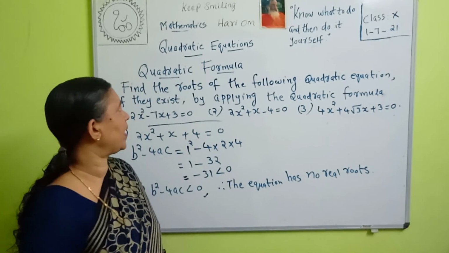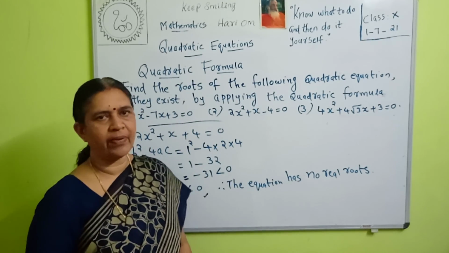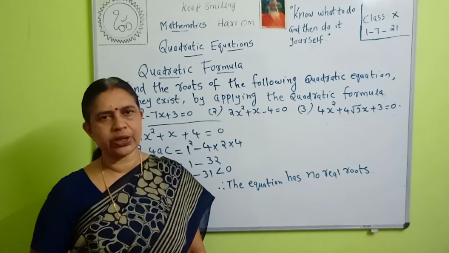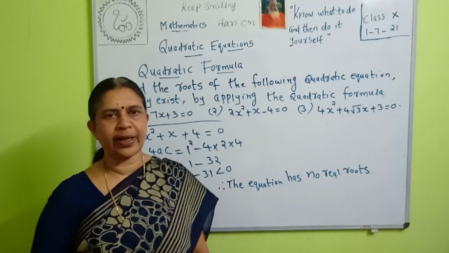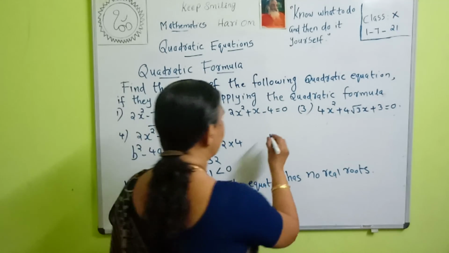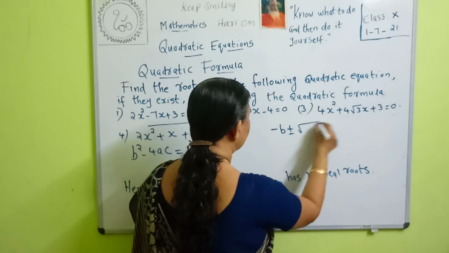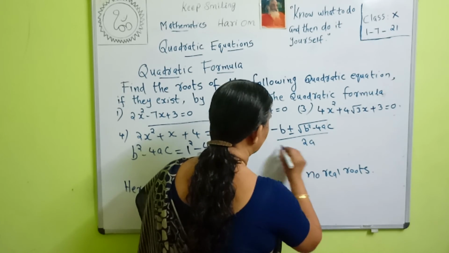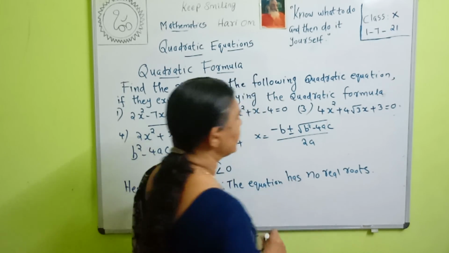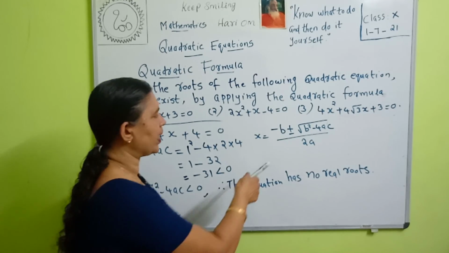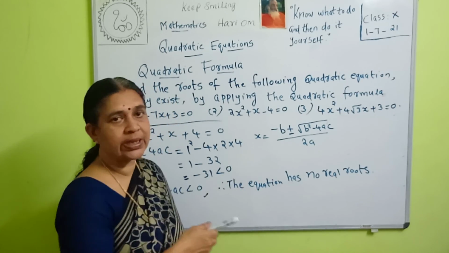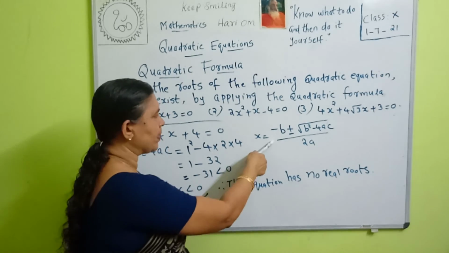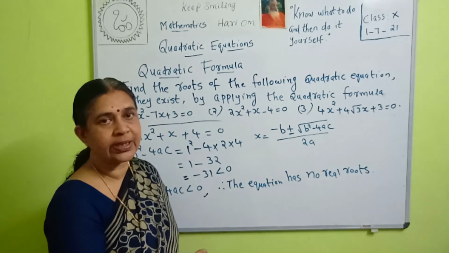Therefore, what did we study today? We studied the quadratic formula. What is the quadratic formula? If b square minus 4ac is greater than or equal to 0, then x is equal to minus b plus or minus root of b square minus 4ac by 2a. This is the quadratic formula. If b square minus 4ac is greater than or equal to 0, you can find the value of x using this formula.